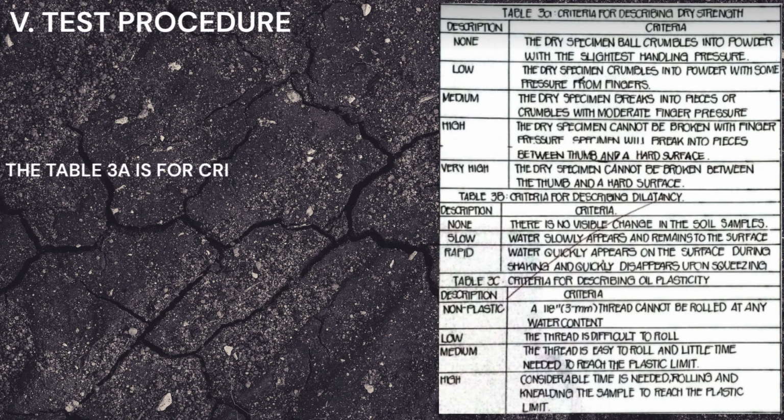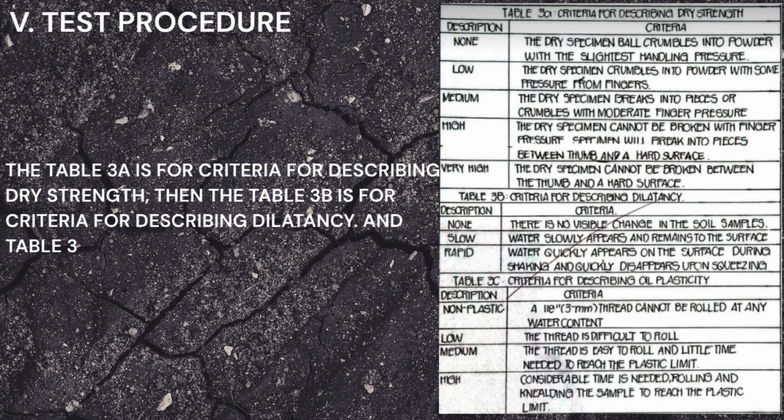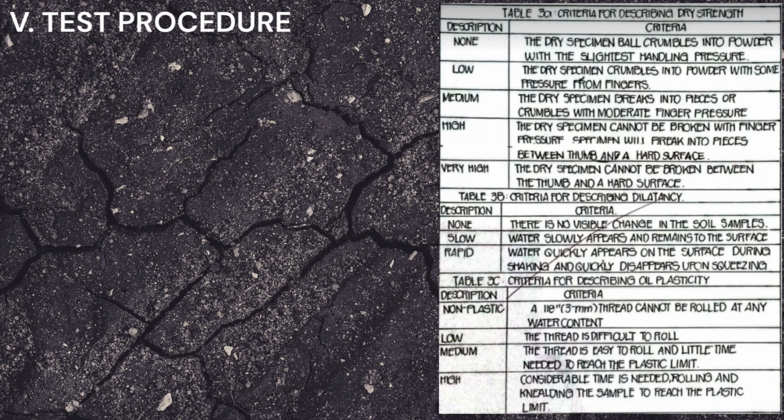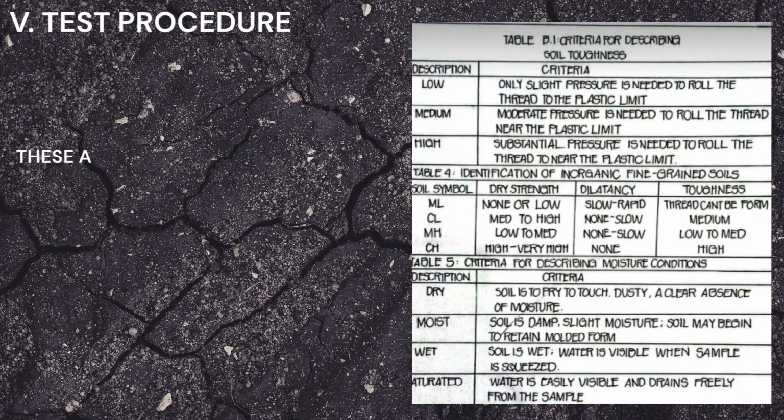Table 3A is for criteria for describing dry strength. Then Table 3B is for criteria for describing dilatancy. And Table 3C is for criteria for describing soil plasticity. This is the table of criteria for soil toughness. Identification of inorganic fine-grained soils and moisture conditions.